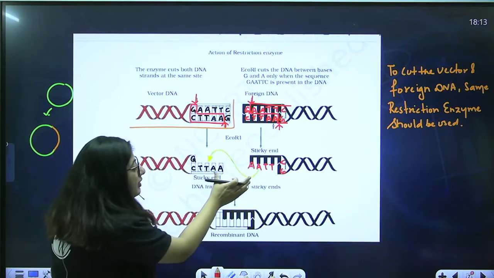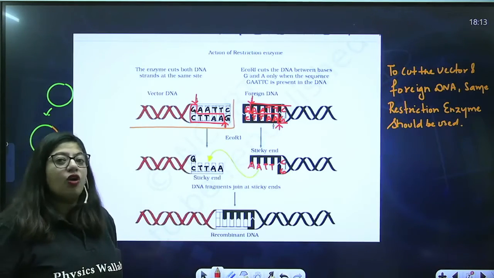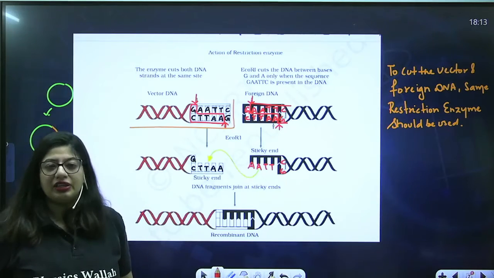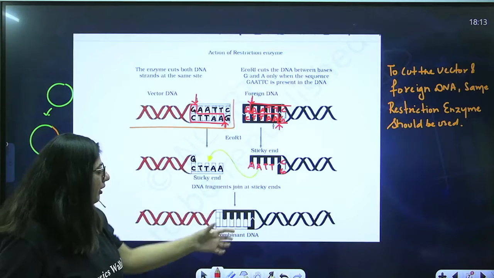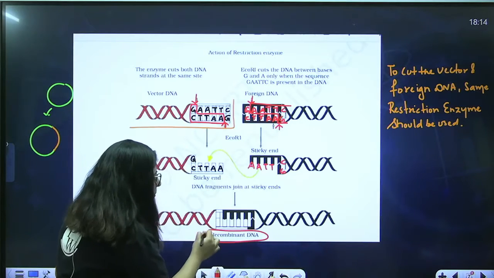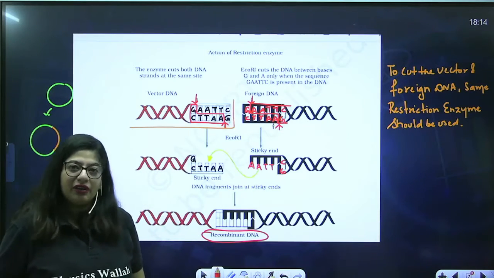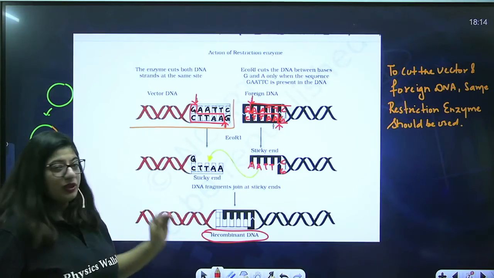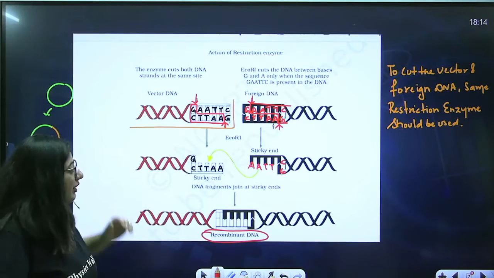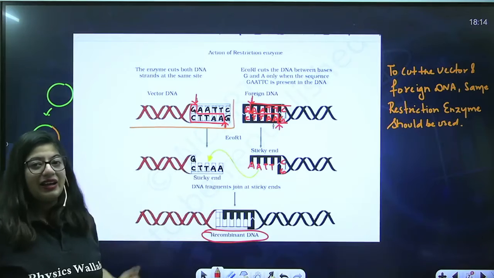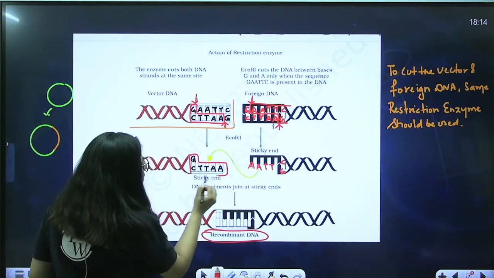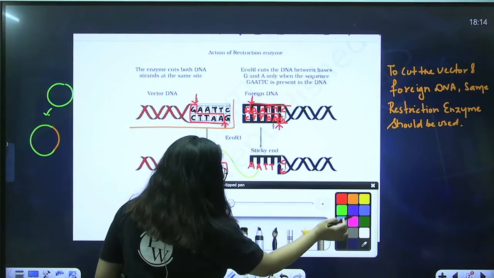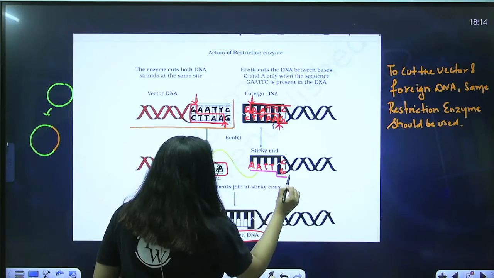Now because these strands are complementary, they can easily stick to each other here, and once they stick, they will get combined and a recombinant DNA will be formed. What will be formed? A recombinant DNA. If you notice here, there is a particular shape of the ends that has been formed. The shape of the end is something like this.